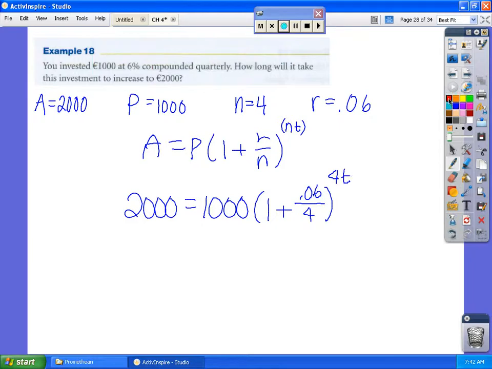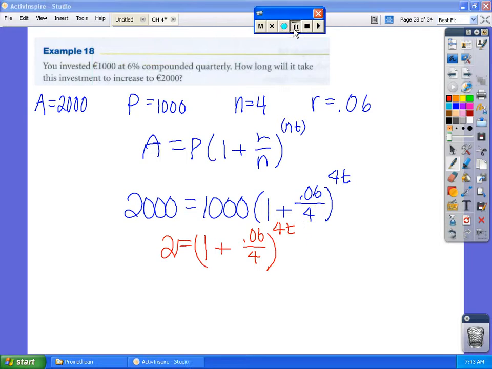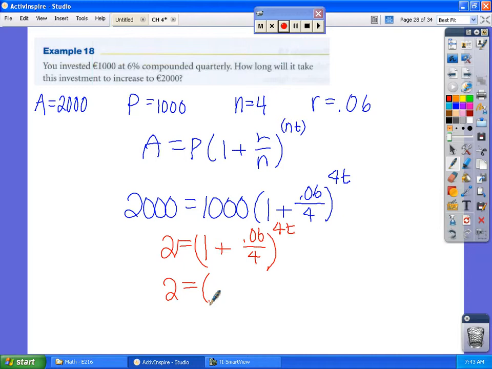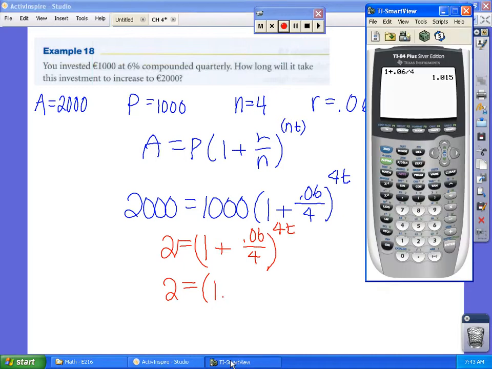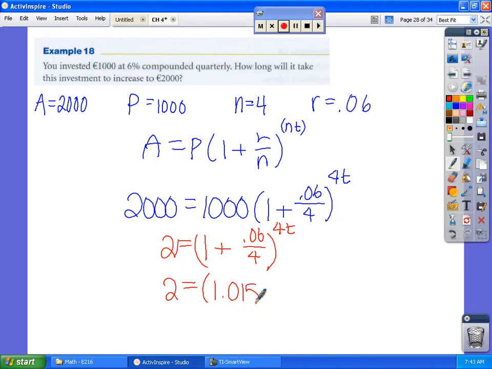I feel as though we even did this in a different video. Divide by 1,000. I got 1.015 to the 4t. And then same thing, your base is isolated, so you can take the ln of both sides.